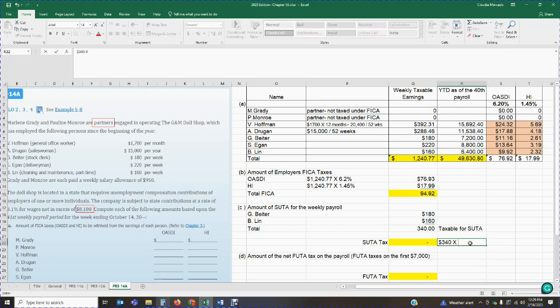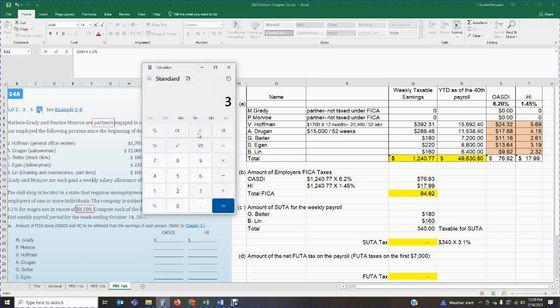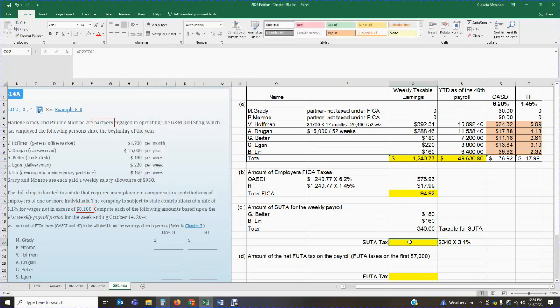times the rate provided in the problem of 3.1%, and let's see what that gives us. $340 times 3.1%, $10.54. Okay. That is the amount that is going to be taxable for SUTA purposes.